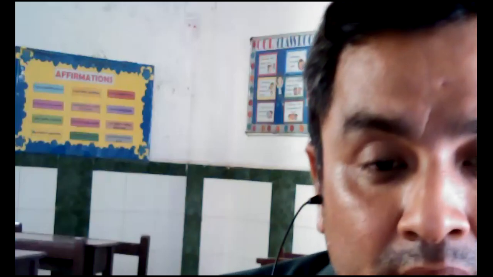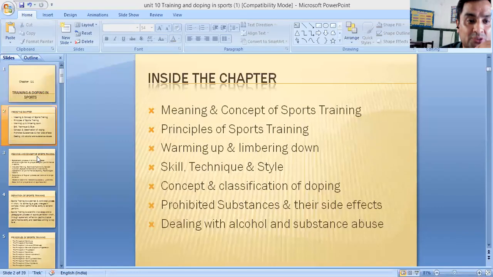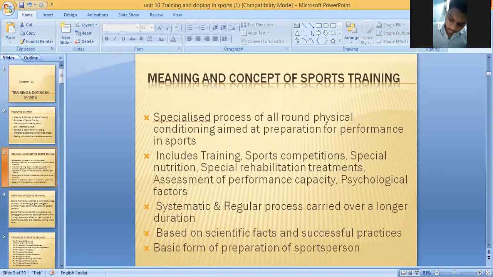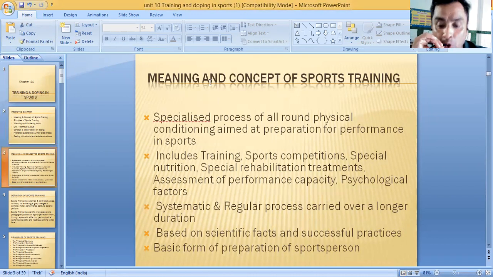Okay, we all know what training is. So let's know the meaning of training. Training means anything for which you are preparing yourself. Training means the process of preparation for any goal or activity. But when you are talking about sports training, it is purely related to sports. That means it is for the enhancement of sports performance.